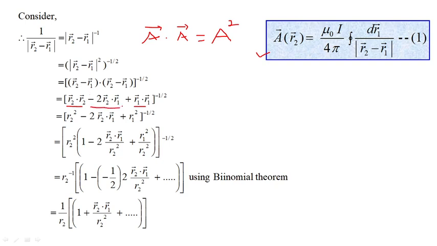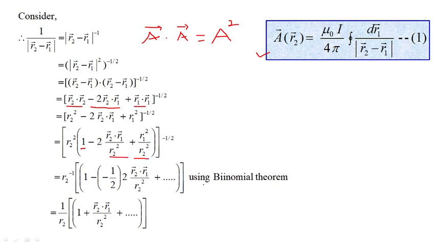Next, R2 dot R2 is R2 square, just like vector A dot vector A is A square. R1 dot R1 is R1 square. Then we take R2 square outside. When it is taken outside, 1 is here. Here R2 square was not there, so we divide by R2 square. Here also R2 was not there, so we divide by R2 square. This is what we do.